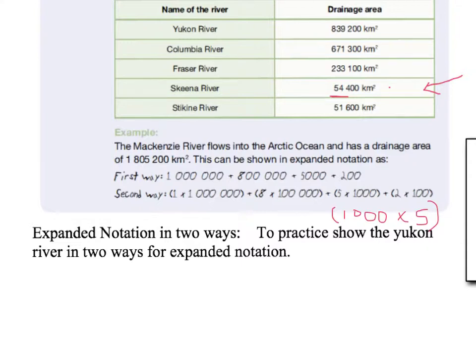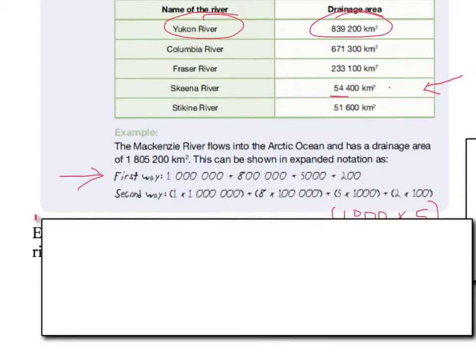All right, so now we're going to try the Yukon River, and we're going to try that in expanded notation. I'm going to stick with the first way because that seems to be more popular with grade 5 students thus far, but you're welcome to try whichever way you prefer. All right, so let's take a look there. I'm going to have to go more than one line here because it's a fairly large number, but I'm going to start with my 8, which I see is in the 100,000s place. So 8 with the 5 zeros following it.